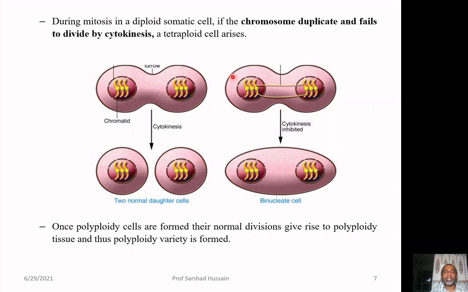So, this is another condition, where even if the spindle apparatus has formed and the chromosomes have been distributed to the 2 nuclei at opposite poles, the cytokinesis, that is the division of cytoplasm, has not taken place. As a result, again you will have the polyploid condition, and once the polyploid cells are formed, their normal division gives rise to polyploidy. So, once cells like this are formed, these cells will divide and this polyploidy will be continued.